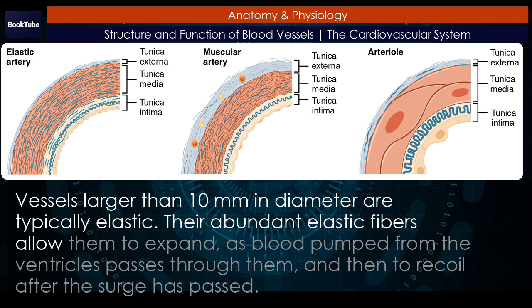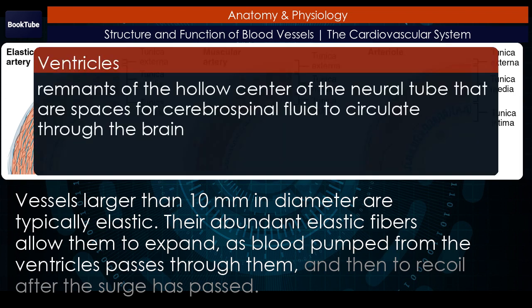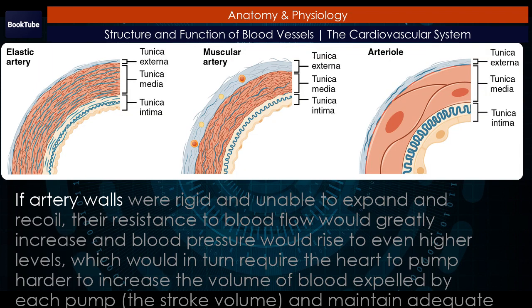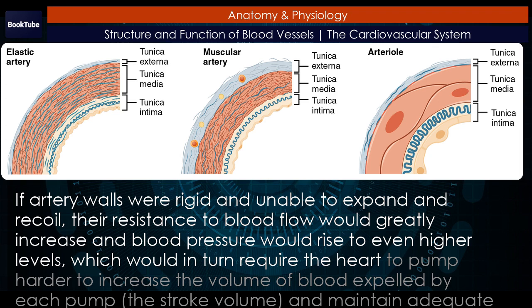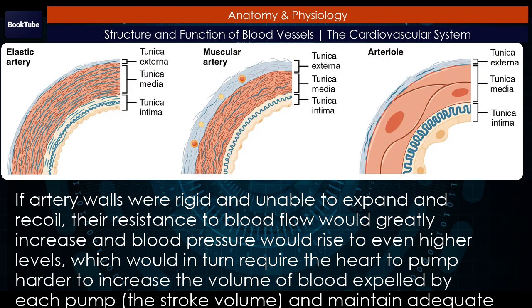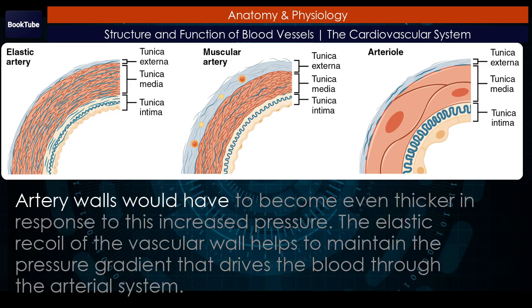Their abundant elastic fibers allow them to expand as blood pumped from the ventricles passes through them, and then to recoil after the surge has passed. If artery walls were rigid and unable to expand and recoil, their resistance to blood flow would greatly increase and blood pressure would rise to even higher levels, which would in turn require the heart to pump harder to increase the volume of blood expelled by each pump, the stroke volume, and maintain adequate pressure and flow. Artery walls would have to become even thicker in response to this increased pressure.